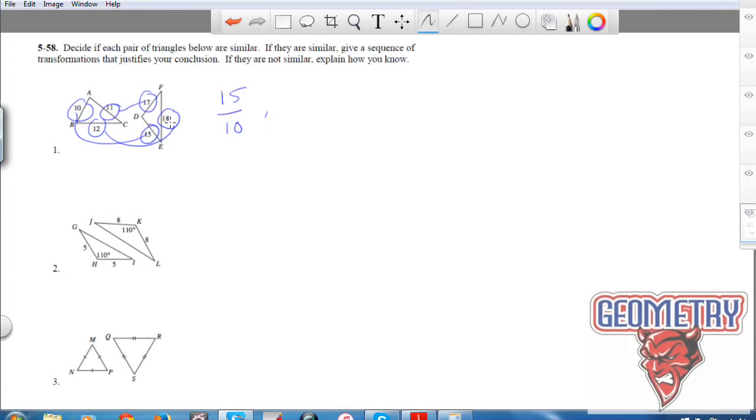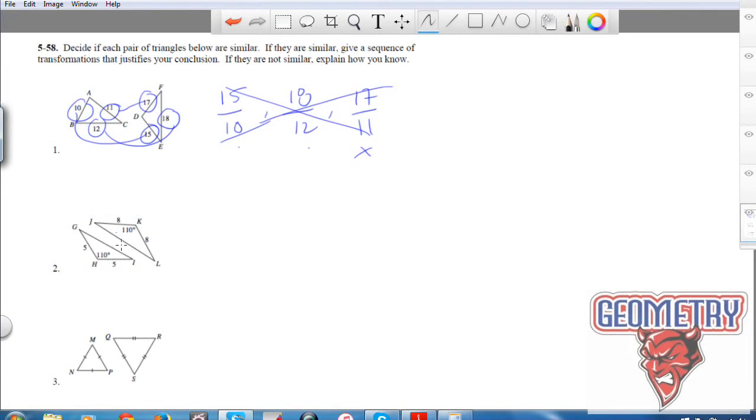And we also have 18, that's what matches up with 12. That is also 1.5 or 3 halves. But unfortunately, when you match up 17 to 11, that's an oddball. That is not reduced to 3 halves or 1.5. So we have two sides that have the same proportion, but the third one does not. So therefore, I would say these two triangles are not similar.